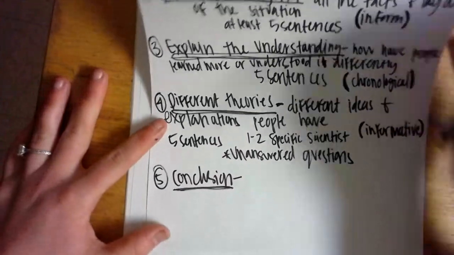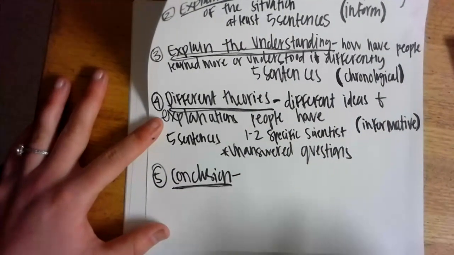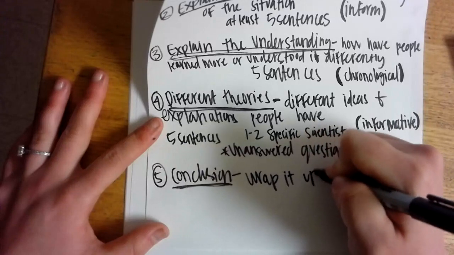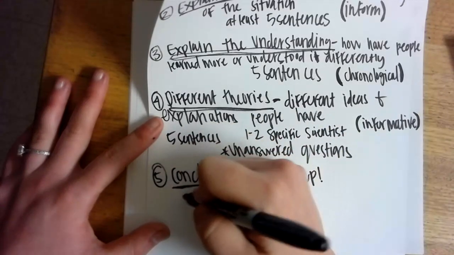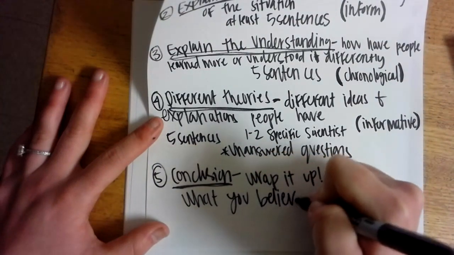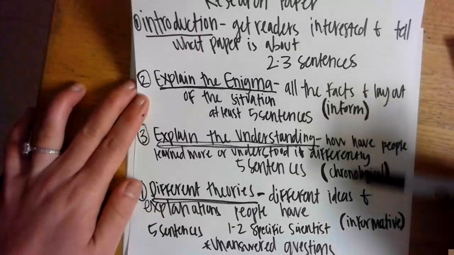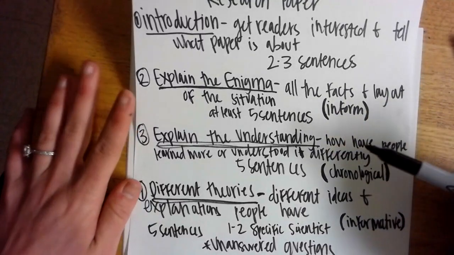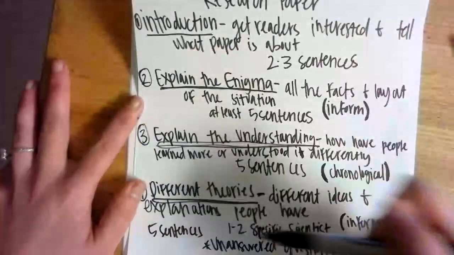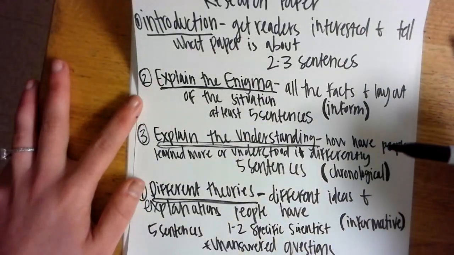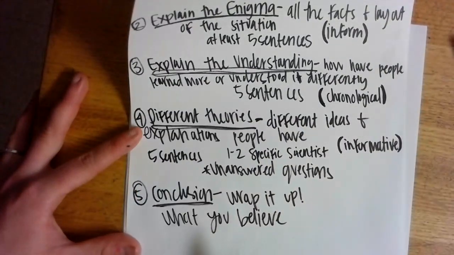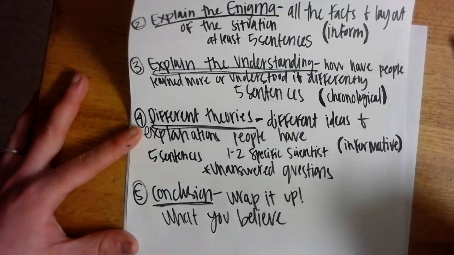In your conclusion, I want you to wrap it up, but also I want to know what you believe. Okay, so all the way up here, these things are all factual. This should not be, I think, I believe. There should be no presence of your input here. This should all be factual, coming from sources. But when you get to the conclusion, I want to know what you believe. This is where you tell me your input.